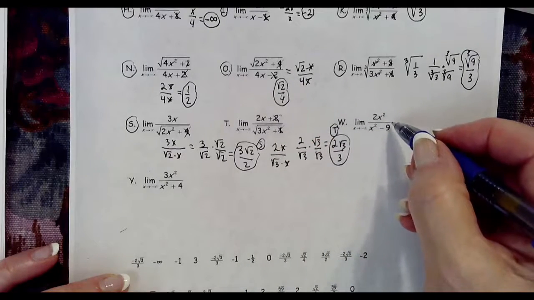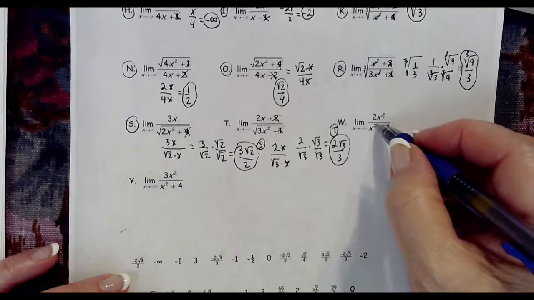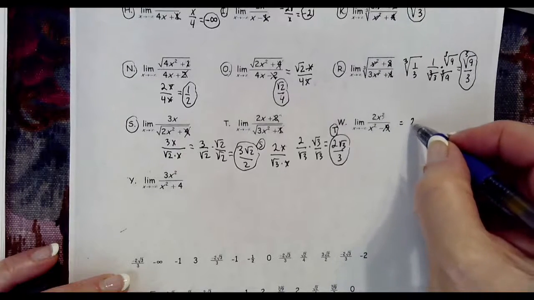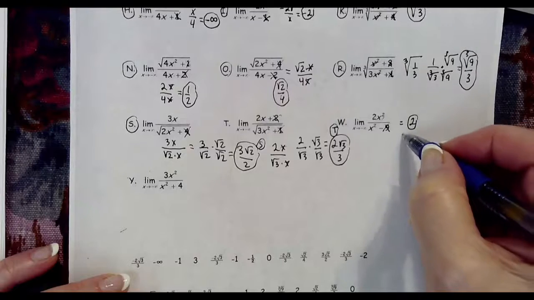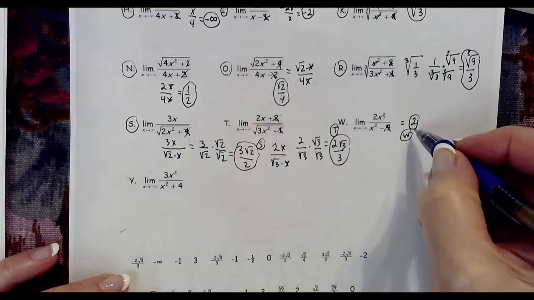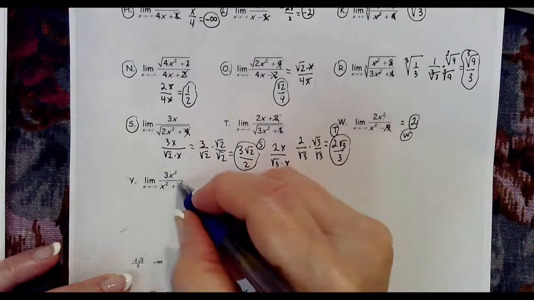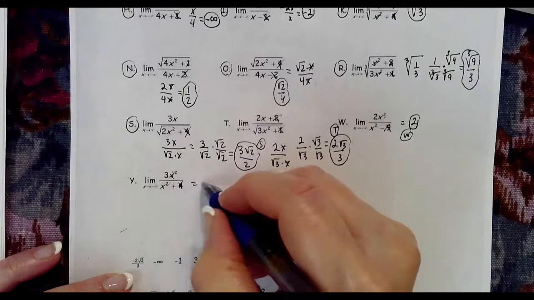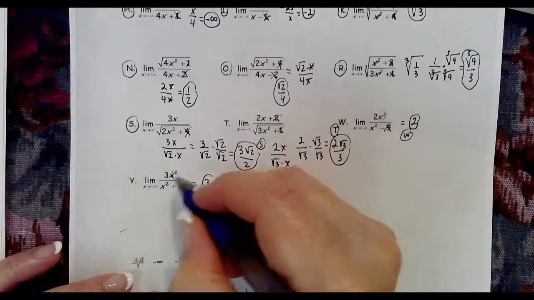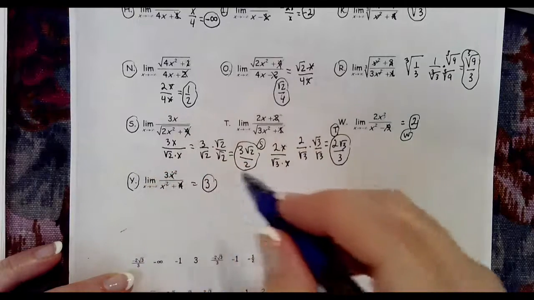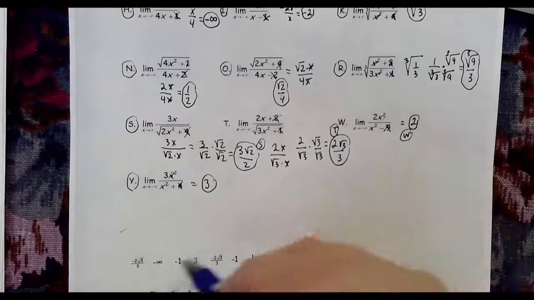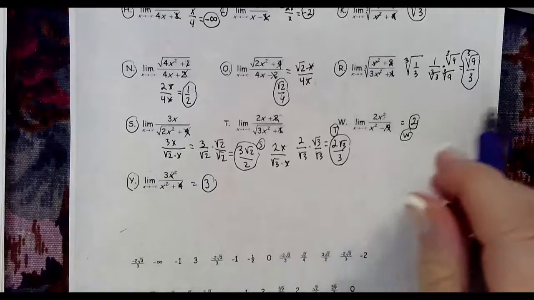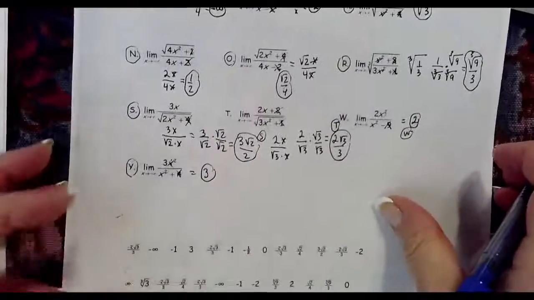And then over here, the 9 goes away, the x squareds go away, and you can just see it's going to be a 2. So that's W. And the last one, the 4 goes away, the x squareds go away, and I'm left with 3, right? So see, that wasn't so bad. So now we have to match all these things with the letters down below.